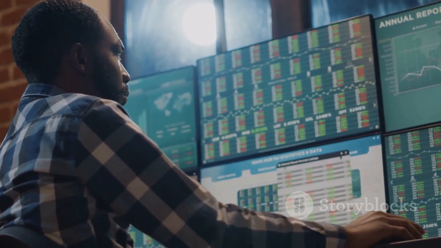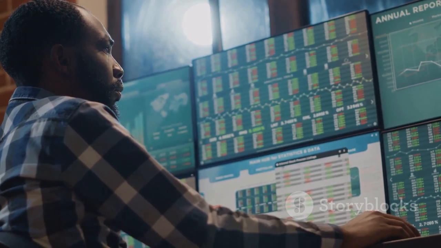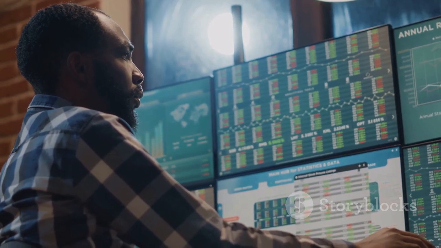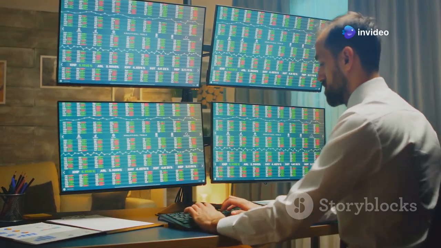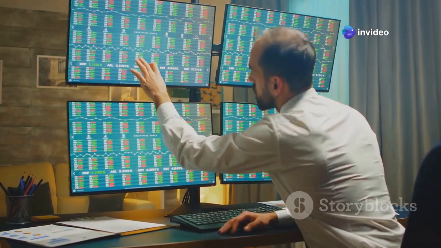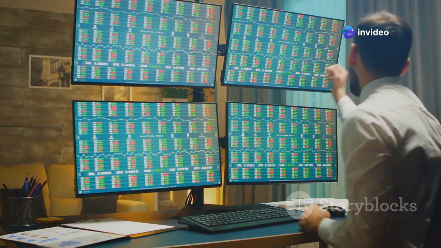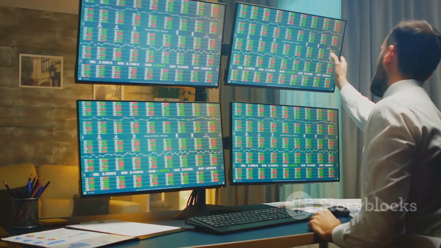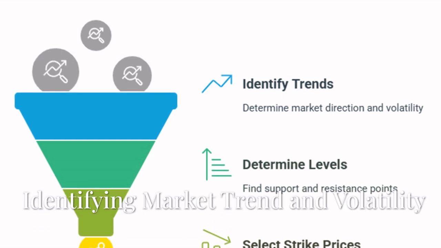The 0 days to expiration Iron Condor is a powerful strategy for traders seeking short-term income opportunities. While it offers quick results and flexible trade management, it requires precise execution, disciplined risk management, and an understanding of market behavior to be successful.